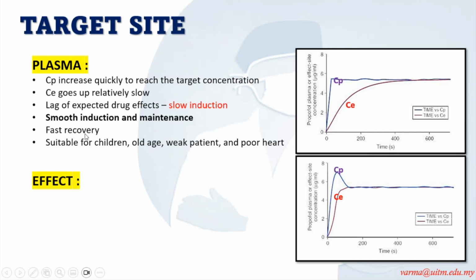So in this case, you will see a slow induction. If you see plasma as a target, then your induction will be slower. The patient will lose consciousness slower. But it is a smooth induction and maintenance. Since no large boluses of drug are being infused very fast, there will be less fluctuation in your hemodynamics. So it's a smooth induction and maintenance, and a fast recovery. Conventionally, it was taught to us that it is suitable for children, old age, weak patients, and poor heart.